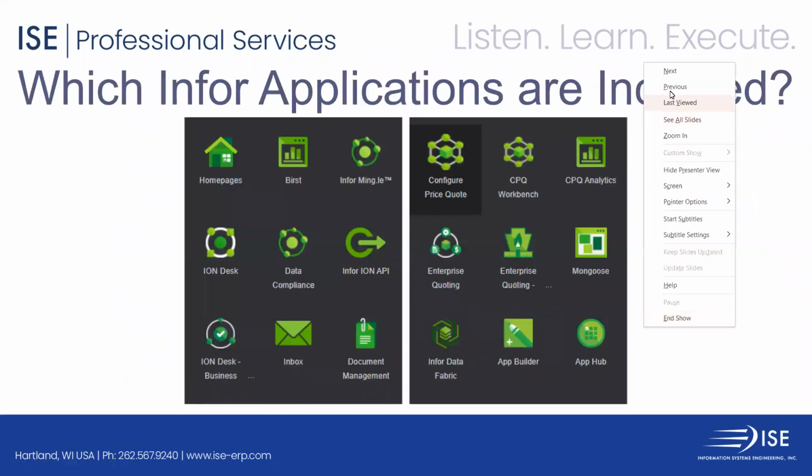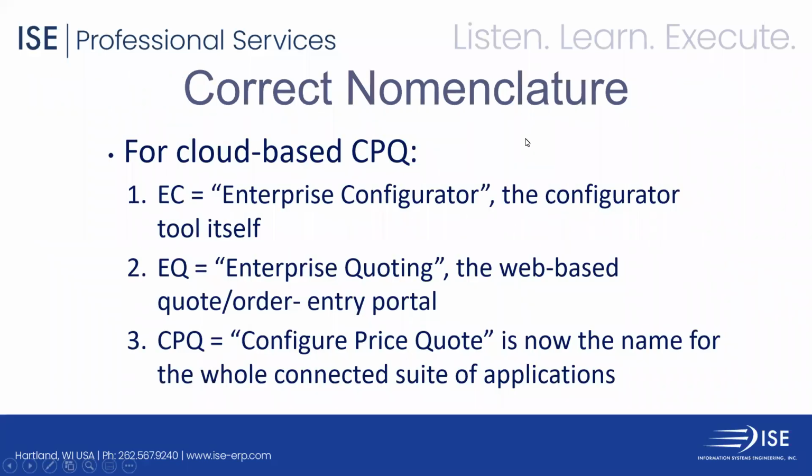Okay, here we go. So the nomenclature does change a little bit when you're talking about cloud-based CPQ. So the configurator itself becomes EC, Enterprise Configurator. So when you're in the configurator in Cloud CPQ, you're really supposed to call it EC or Enterprise Configurator.